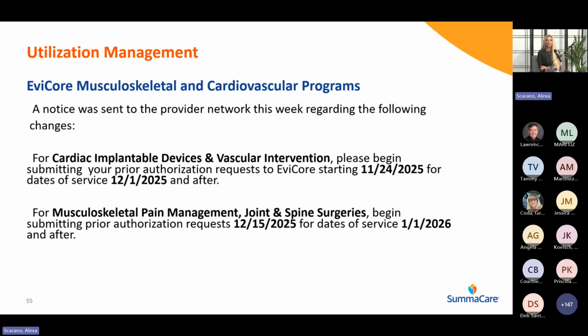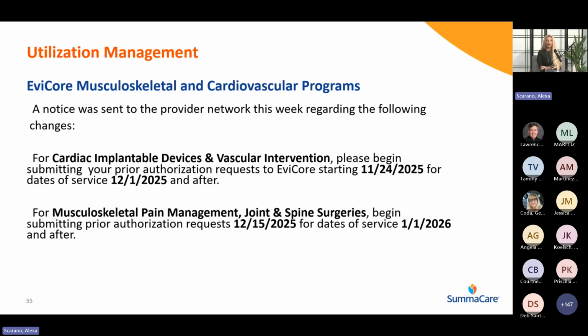You can begin submitting auths for those CPT codes to EviCore starting 11/24 of 2025, for dates of service of 12/1/2025 and after. For musculoskeletal pain management, joint and spine surgeries, you can begin submitting those CPT codes that are on that list to EviCore starting 12/15 of 2025 for dates of service of 1/1/2026. So again, if you have any questions, please don't hesitate to reach out.